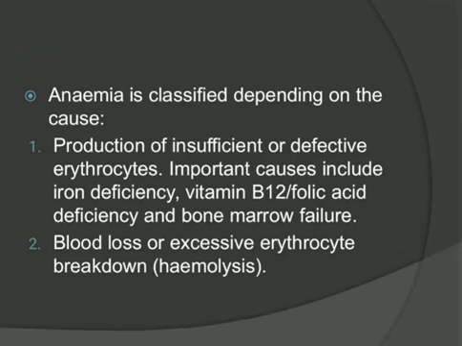Now, anemia is classified depending upon the cause, right? The first cause is production of insufficient or defective erythrocytes. Erythrocytes are your red blood cells. So if the number of red blood cells being released is too low or the red blood cells are defective in some way, anemia can result. Important causes include iron deficiency, vitamin B12 and folic acid deficiency, and bone marrow failure, right?